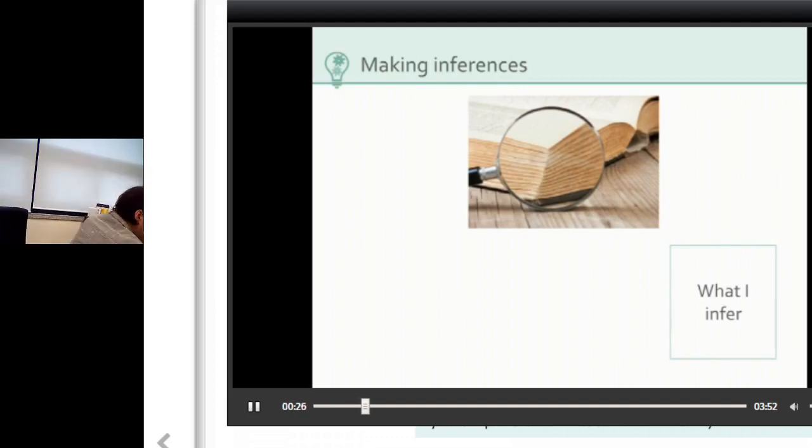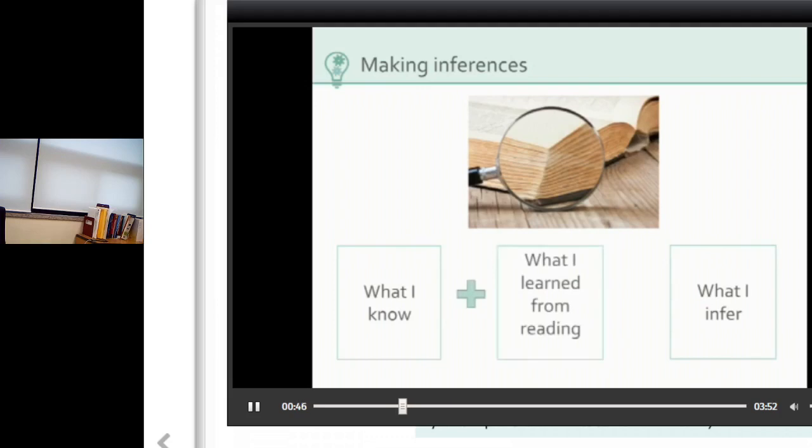So, what is an inference? Well, often the author of a text will suggest an idea, but not state it directly. So, as a reader, you have to make an educated guess, or infer, what the author is suggesting, based on what you know and what you have read. Sometimes we call making inferences reading between the lines.